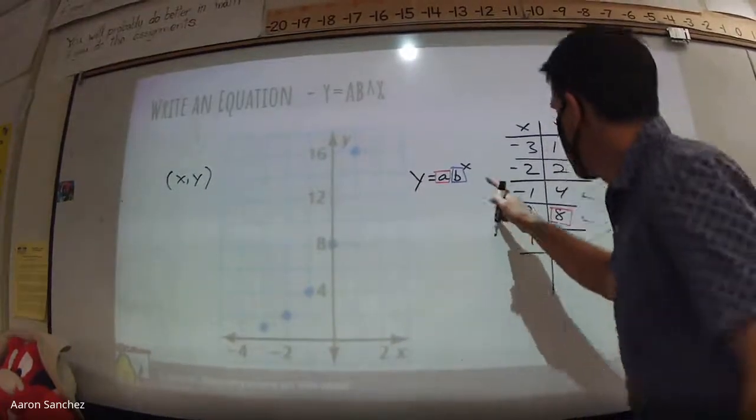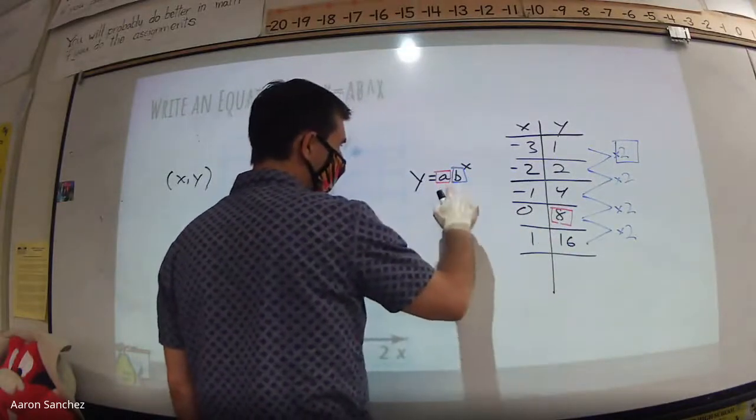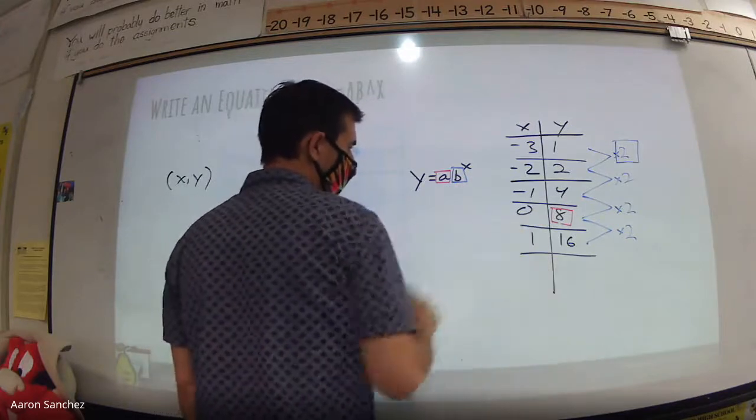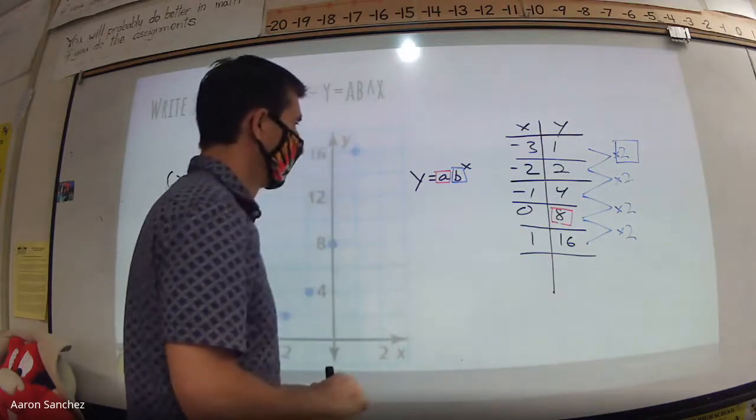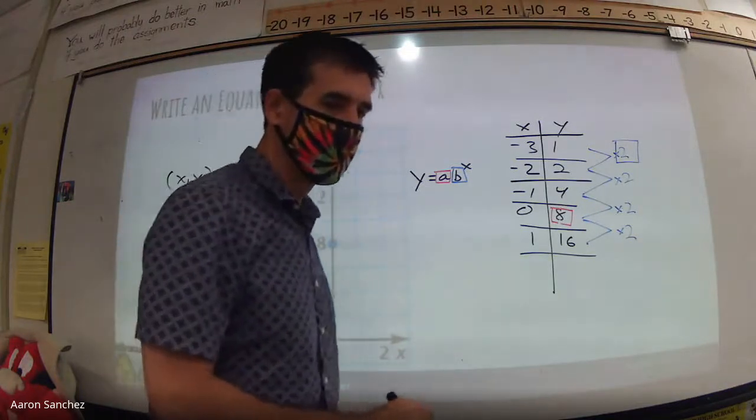Basically, if you plug in zero here, you end up with eight. I plug in zero because this is the first point. But anyway, just remember that the zero is my eight. It's called my initial value. All right.